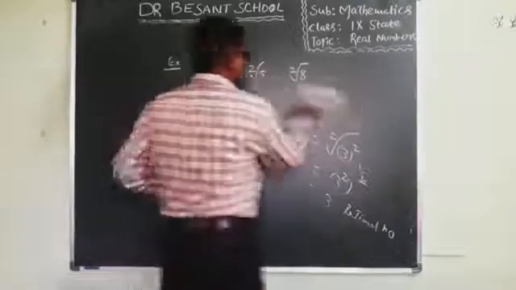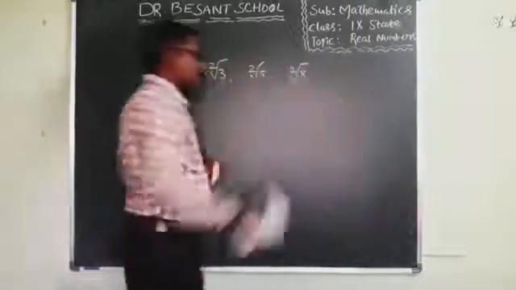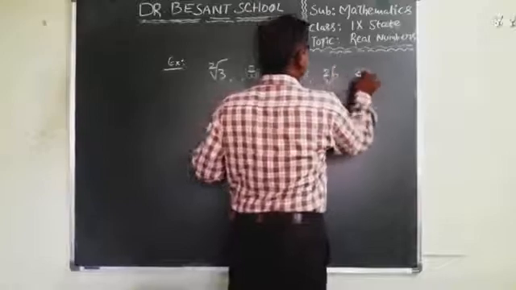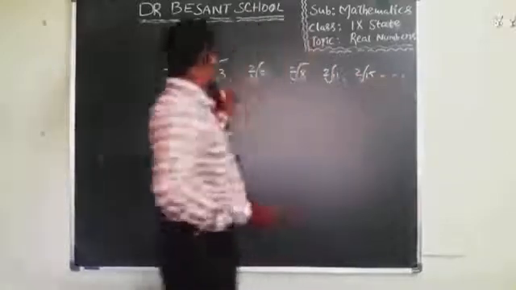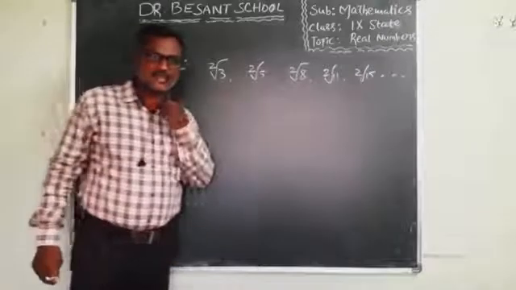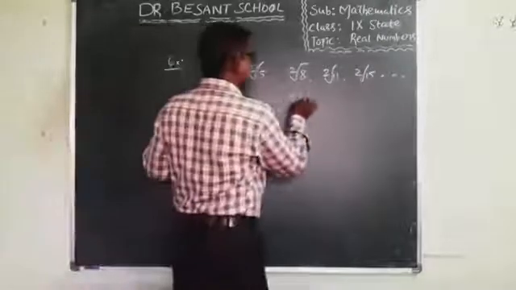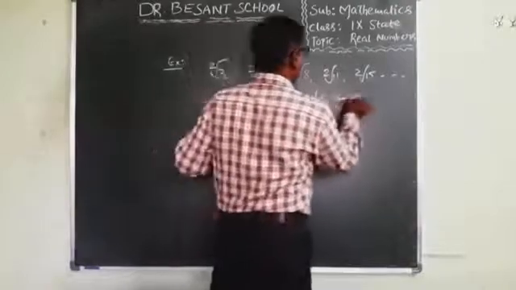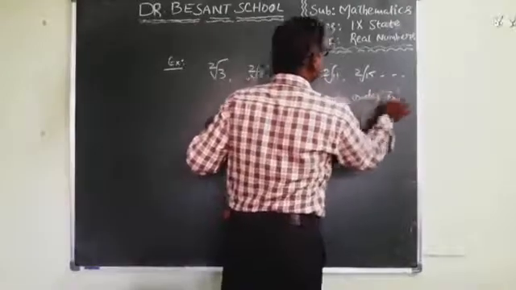Okay. Now observe. Square root of 8. Again, this is square root of 11. This is square root of 15, and so on. All these are surds of order 2.